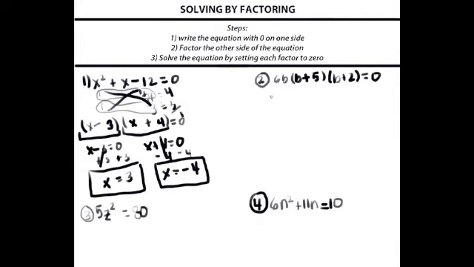There are 3 factors this time. You for sure know the b plus 2 is going to be a factor. The b plus 5 is going to be a factor, but the 6b is also a factor. So all 3 of those things are going to be set to 0.